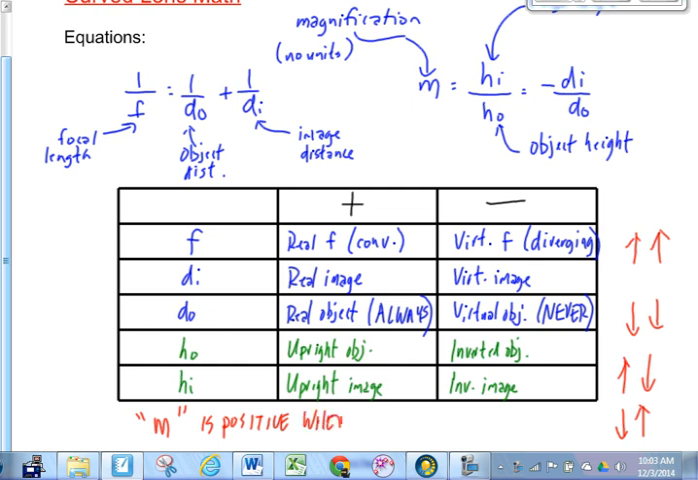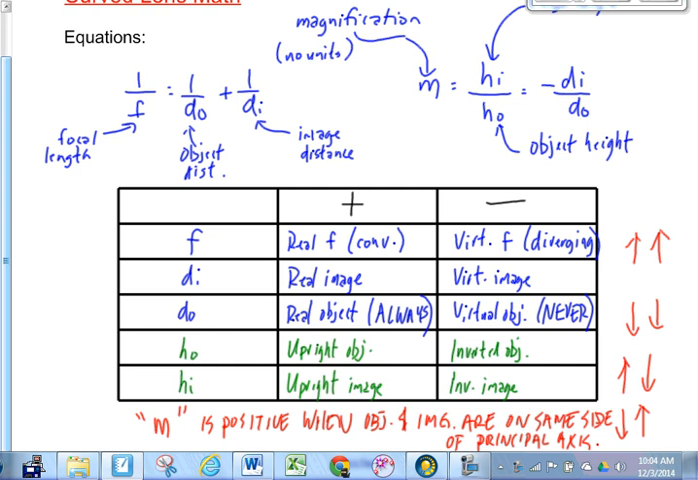So we'll say M is positive when object and image are on the same side of the principal axis. They're both either right side up or they're both upside down. That gives me positive. If one's upright and one's inverted, then it's going to give me a negative.